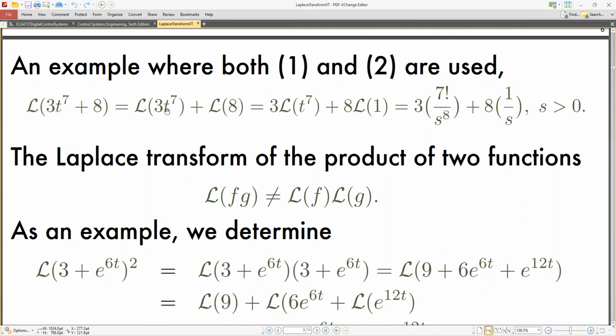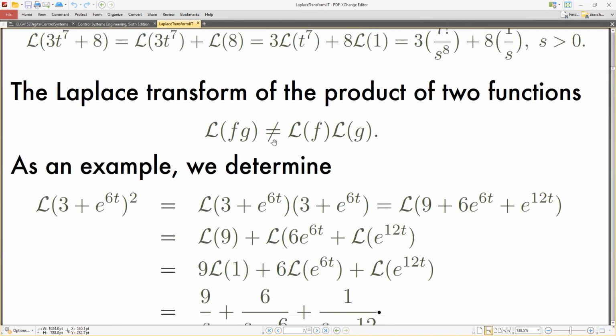So 3t to the power 7, we can take the Laplace. 3 would be outside, t to the power 7. Now 7 is 8, 7 plus 1, and like this. The Laplace transform of the product of two functions is not equal to the product of F and G. Okay.